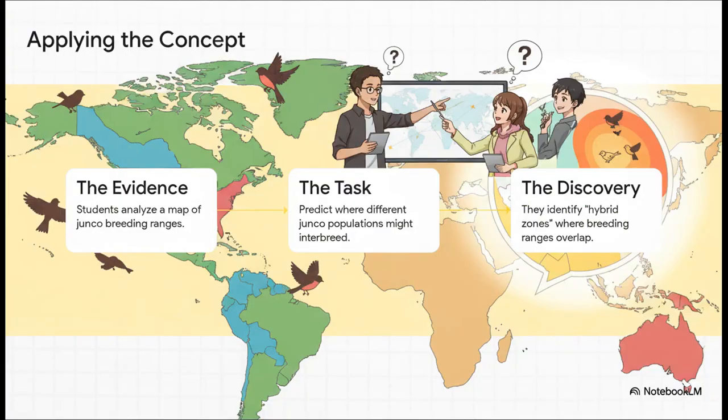But they don't just memorize the definition, of course. They immediately put it to work. They get a map showing the breeding ranges for all those different-looking Juncos. Their job is to predict where these populations might actually overlap and interbreed. And as they do this, they discover these things called hybrid zones, which is concrete proof that, despite looking so different, these birds are, in fact, interbreeding.